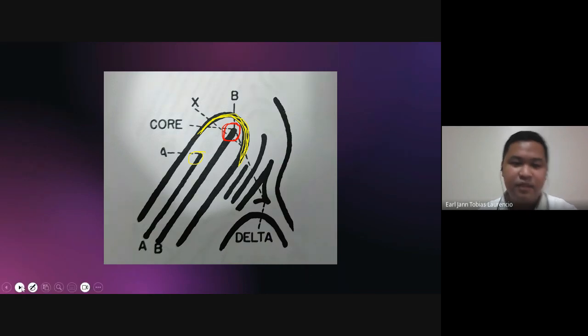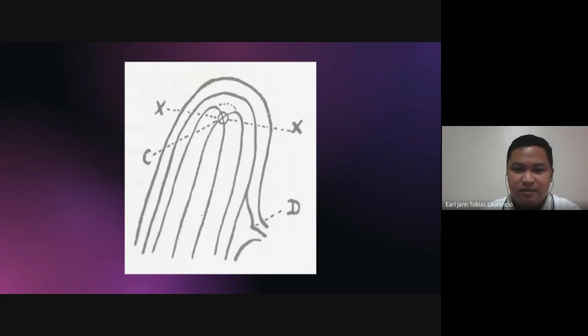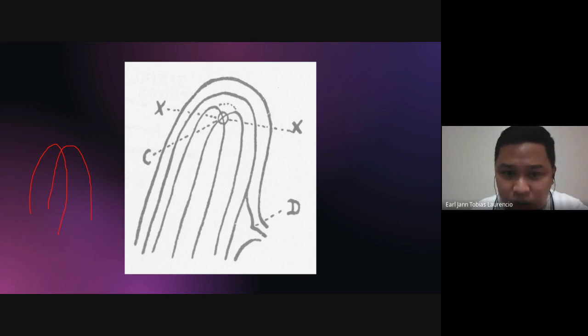Another example. As you can see, the innermost ridge is actually a ridge crossing. We have discussed what a ridge crossing is. It looks like an X. So it looks like that one. But the core was placed on this part of the pattern. Let me erase that one.